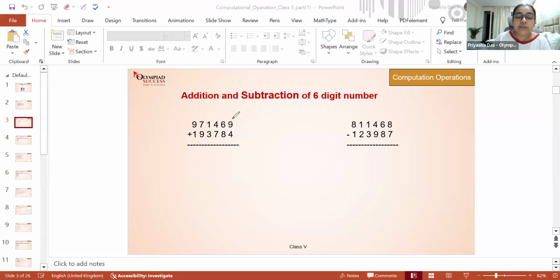I need the second one also. 9 plus 4 is 13. So there we go, 3, carry 1. 8 plus 6 is 14, plus 1, 15. Carry 1. 8 plus 4 is 12. Carry 1. 4 plus 1 is 5. 7 plus 7 plus 9 is 16. Carry 1. And this is 11. So your answer comes out as 1165253. Manvik, you're late. Very, very late.